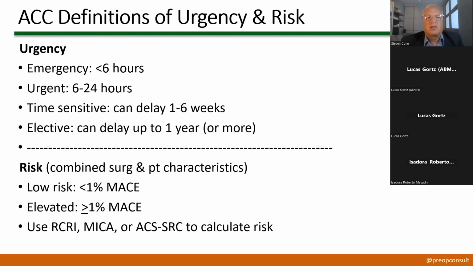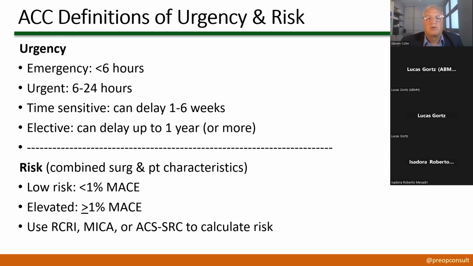The ACC defines the urgency of surgery as follows. An emergency operation means the patient has to go to the OR within 6 hours. Urgent surgery, they say within 24 hours, but I tend to extend it to 48 and occasionally maybe even to 72 hours. Time sensitive, and that would be somebody like a hip fracture. Ideally, they should go within 24. Time sensitive surgery, for example, cancer surgery, can be delayed, and they say up to 6 weeks. And purely elective surgery can be delayed indefinitely. They say up to a year, but it doesn't even have to be done if it's purely elective surgery.